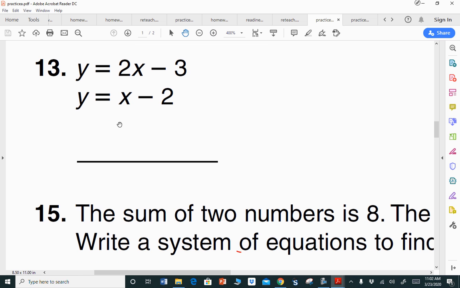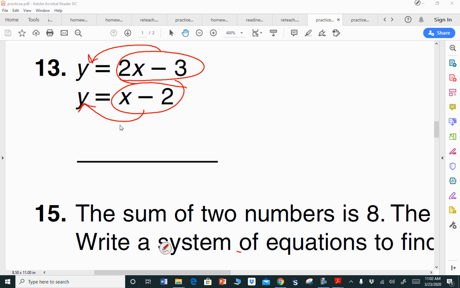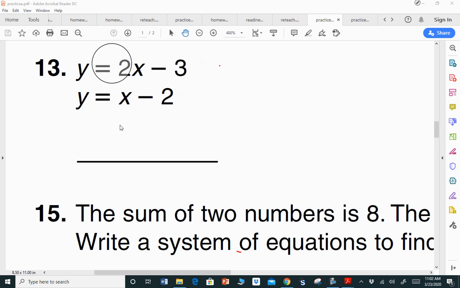Again, I want you to recognize that both of these equations are solved for y. We've got y equals over here, so that makes our work easier. If 2x minus 3 equals y and x minus 2 also equals y, then 2x minus 3 and x minus 2 are equal to each other. And so we're going to create a new equation based upon that.